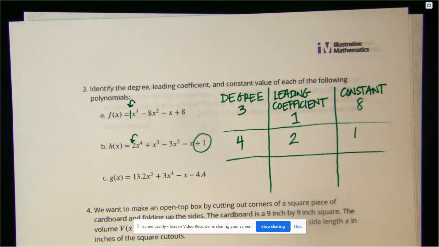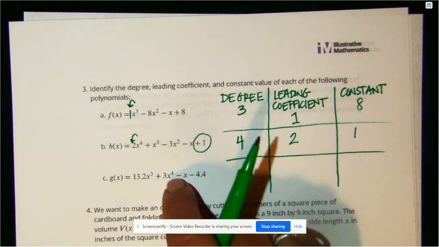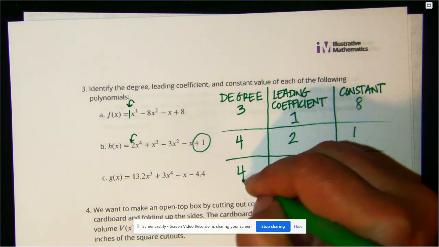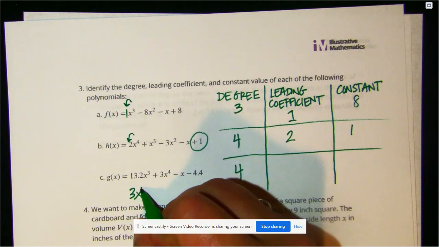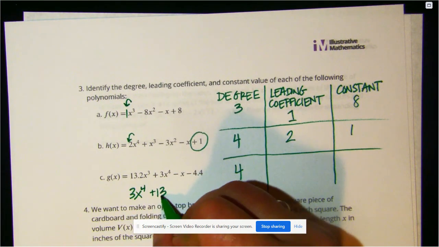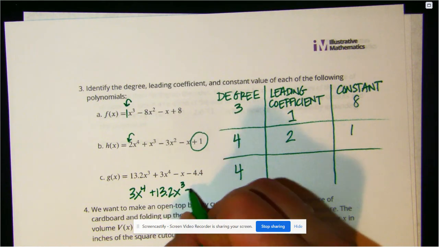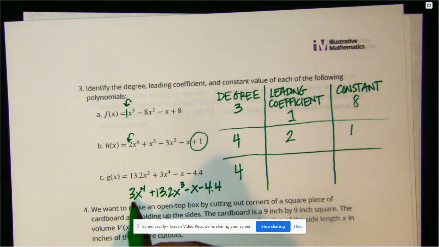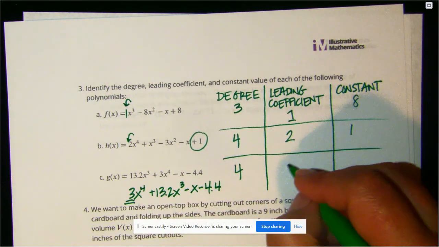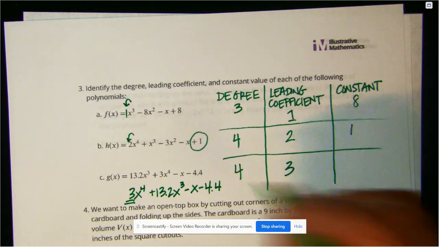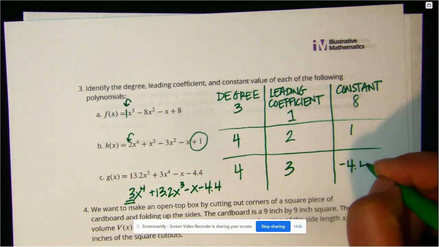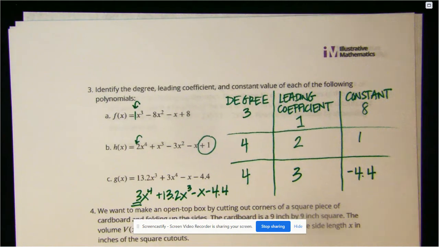Last one. Ooh, this one was a little tricky. They did it out of order. Look, there's a 4th degree, right? And so technically, the leading coefficient is the number in front of the highest power. So I'm going to rewrite it for myself. That's the leading coefficient. And then what's the constant? The one without a variable. Don't forget to take that negative with it, negative 4.4.